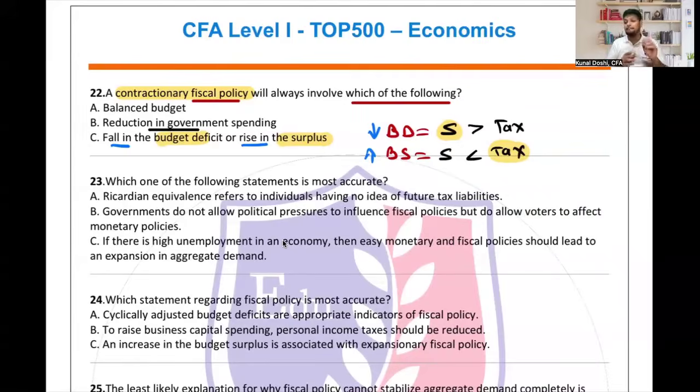Understood? So B is incomplete statement. You should not only look at spending or only look at tax. You should look at both. And that is deficit and surplus. Budget deficit and budget surplus considers both. So yes, B is not wrong answer, but it's incomplete. We don't know whether the taxes reduce simultaneously along with B, government spending or not. So B might not be wrong, but C is more appropriate because C takes care of the spending and taxes both. Understood, everyone?